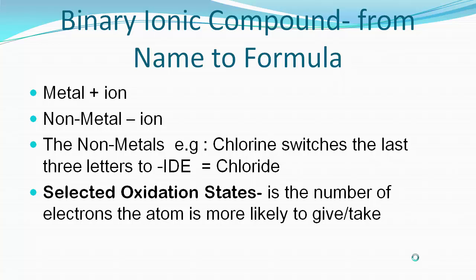So what is a selected oxidation state? It is the number of electrons the atom is more likely to give or take. So let's say Na: if you look in your reference table, the oxidation state, which is in the topmost right corner, says +1. So the Na, the sodium, is more likely to lose an electron and become positive by 1, so to speak, if you want to look at it that way.